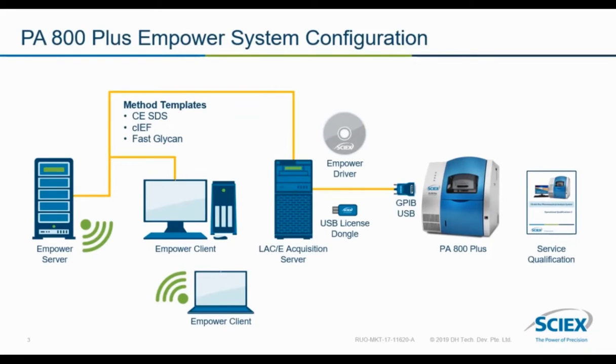A typical PA800 Plus Empower system configuration is made up of the PA800 Plus connected to the LACE acquisition server via the GPIB USB connector. This GPIB USB manages the traffic between the PA800 Plus and the LACE acquisition server. The LACE computer is connected to the Empower server, to which multiple Empower clients can be connected via internet cables or through wireless connection.